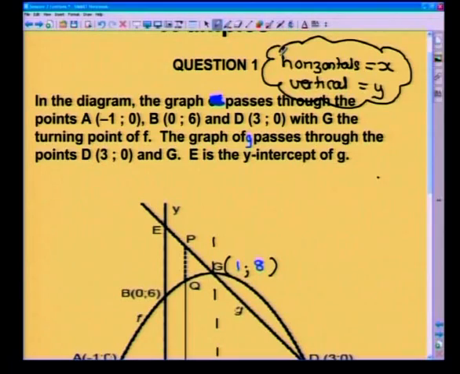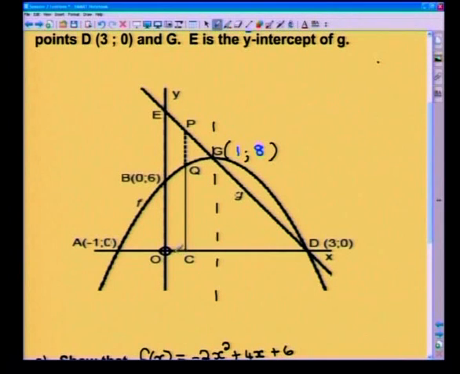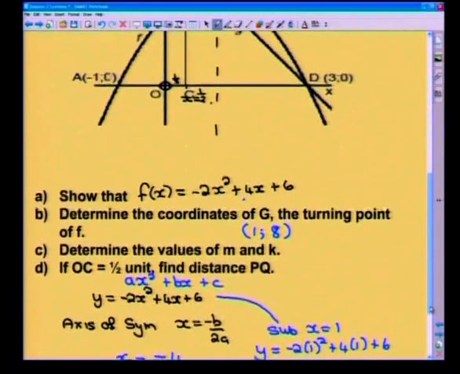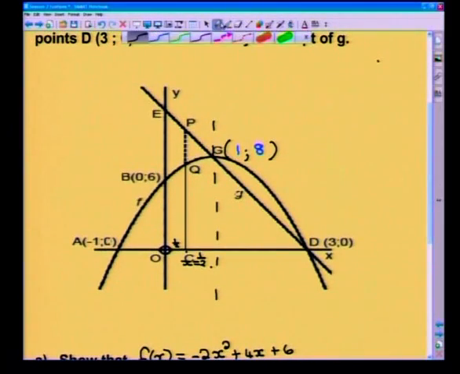So when I look at this drawing and I say to you OC is half a unit, that is a horizontal distance, which means this distance here is a half, and in actual fact x equals a half because it's horizontal. Now what are they asking me to do? They're asking me to find PQ. So let's go back to the drawing again and let's highlight what we're trying to find.